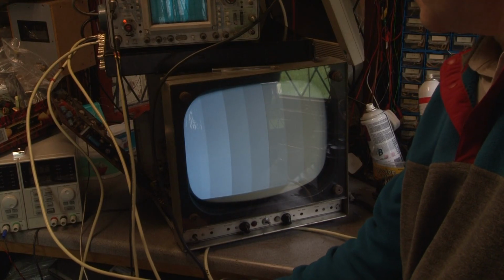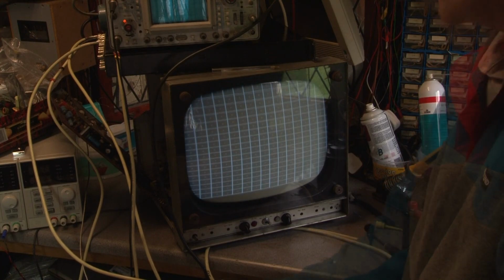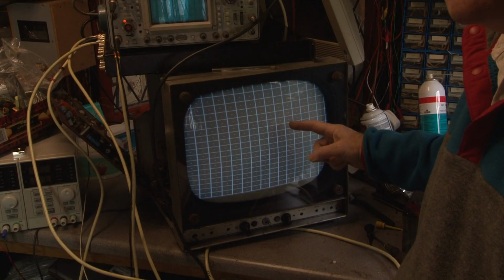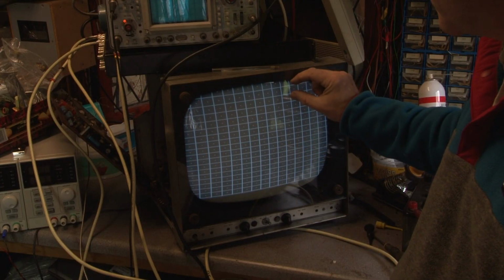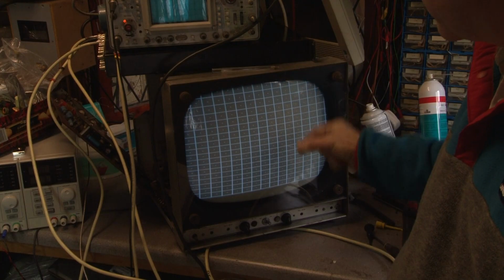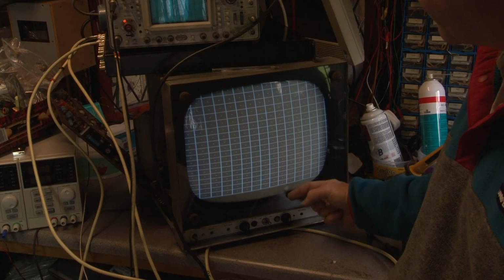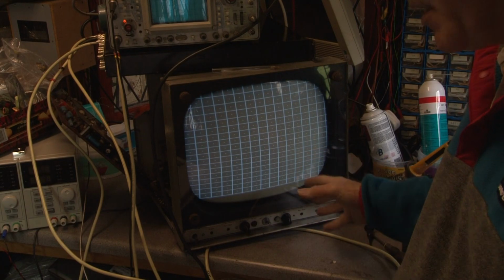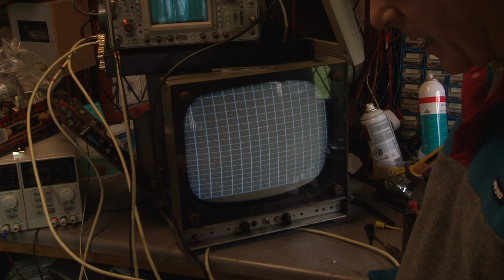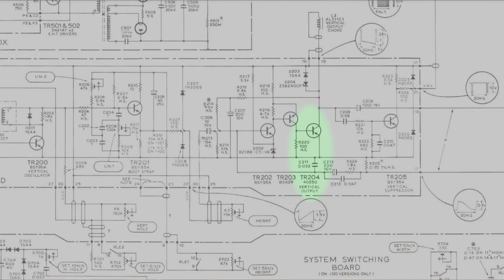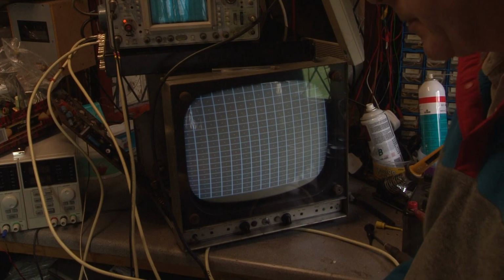If I switch to the crosshatch generator, we do have a problem with the linearity. The boxes at the top are expanded compared to those at the bottom, and we have this offset of the picture. Now, we have seen that problem before, and in that case it was the vertical output transistor that seemed to fix it. So we can look at that.